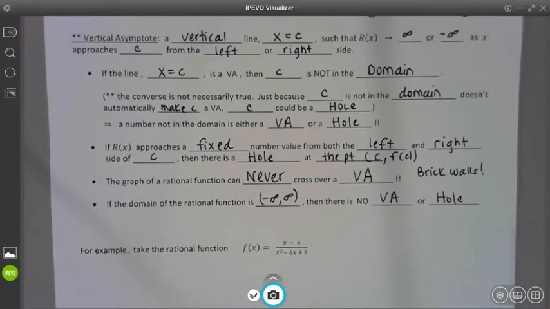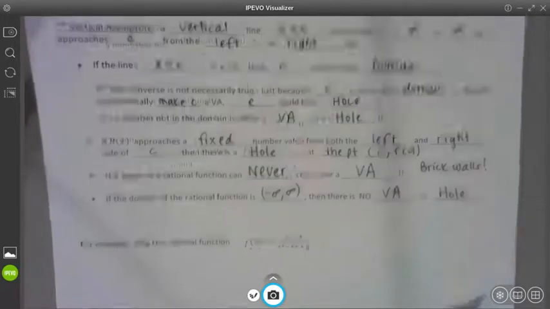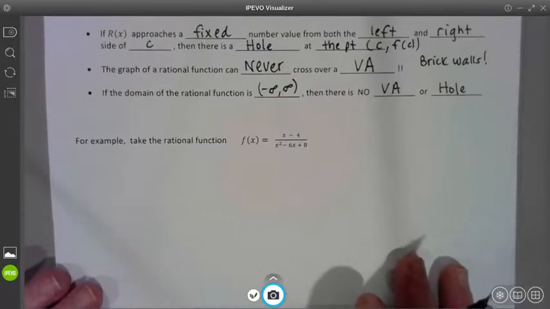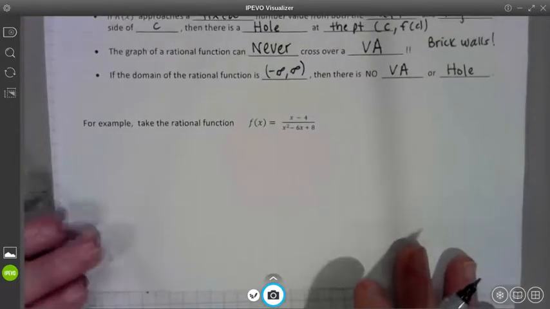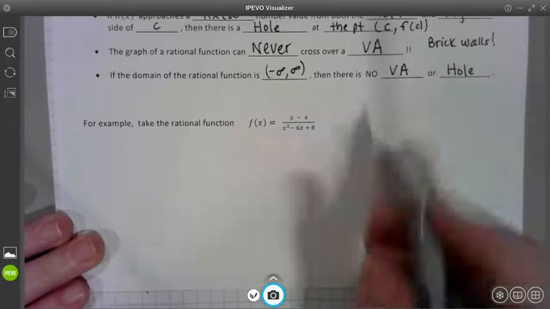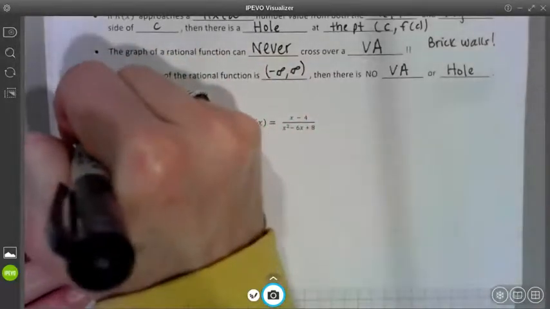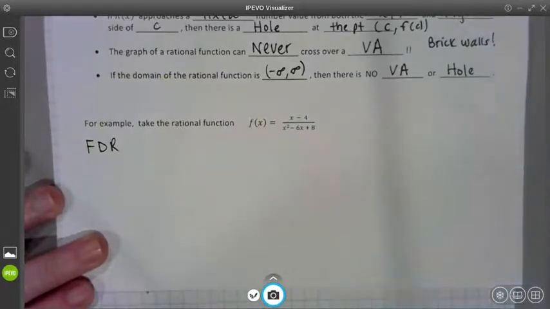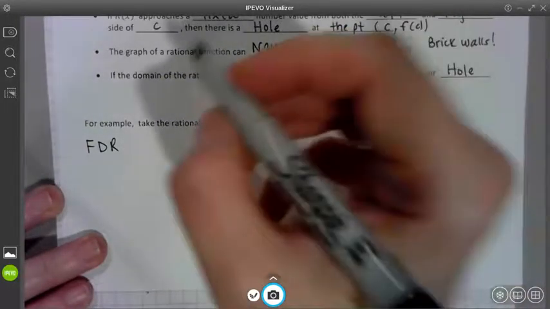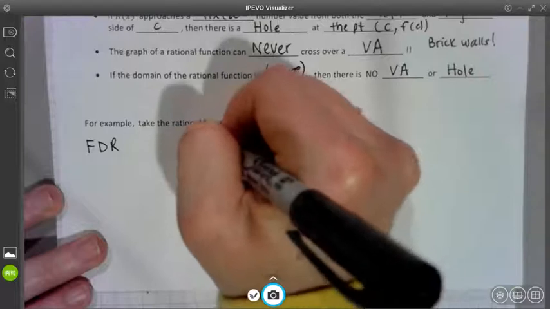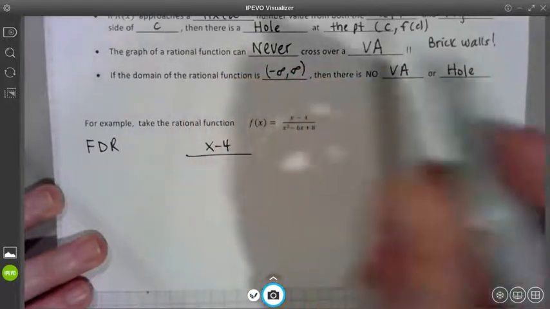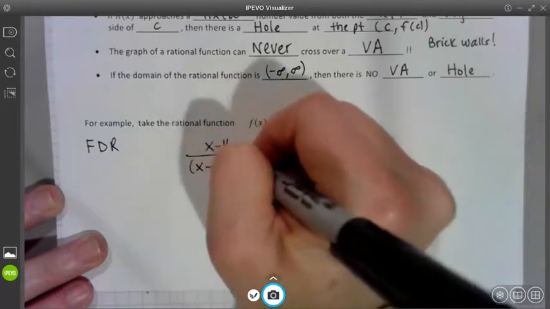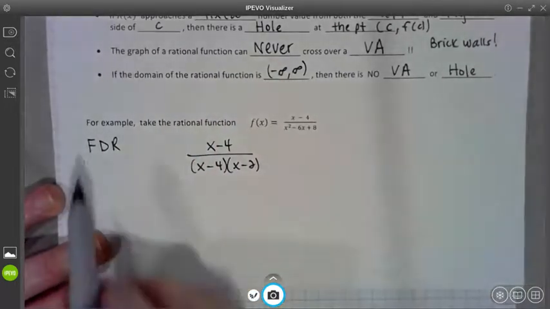Okay. All right. So for example, let's take the rational function f of x equals x minus 4 over x squared minus 6x plus 8, right? We would start, if we were going to try to create its graph, not that we're doing that yet, but step 1 would be FDR. Factor it, find the domain, and reduce it, all right? So x minus 4 does not factor. x squared minus 6x plus 8 will become x minus 4, x minus 2, right? Don't cancel anything. We factored it.